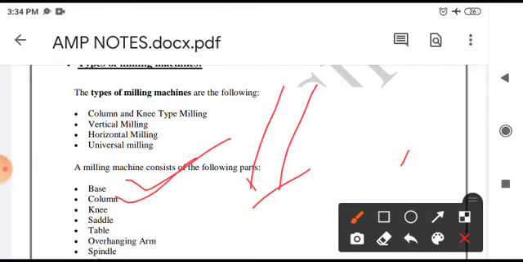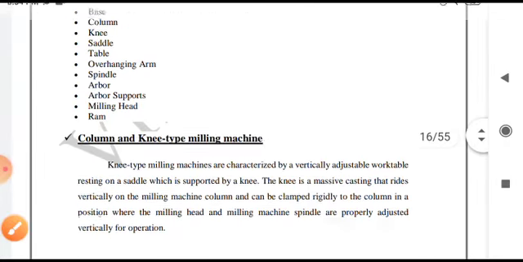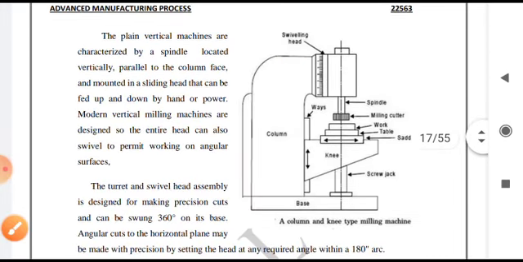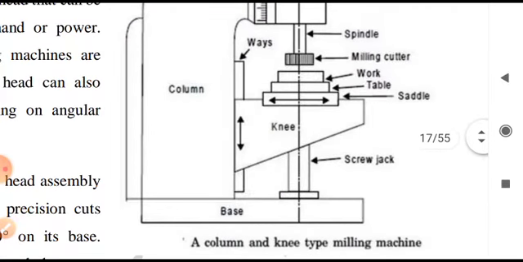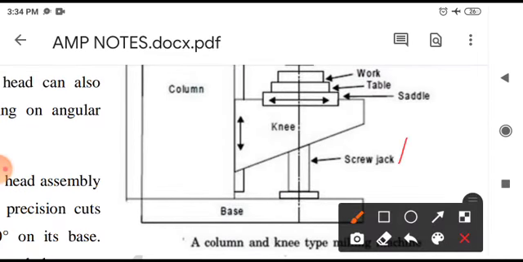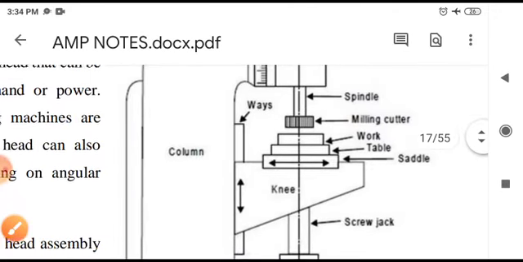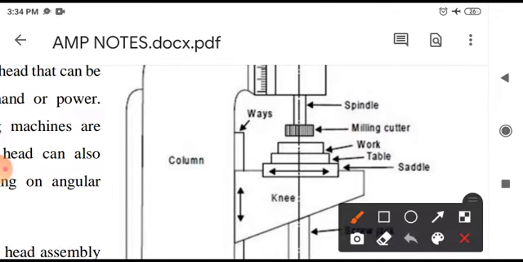Then column. But first let me show you a typical type of milling machine. Okay, here is the diagram. You can observe everything over here: base, this is column, this is knee, screw jack, saddle, table, work. Here the directions of movement are given. You can see the knee can be moved vertically up and down. This saddle can be moved crosswise.